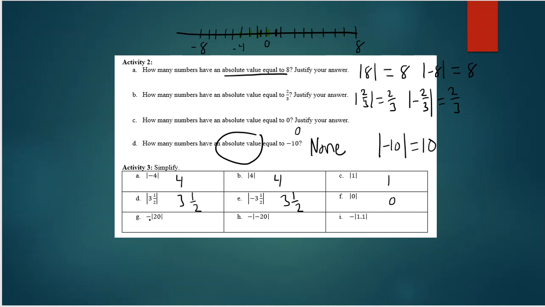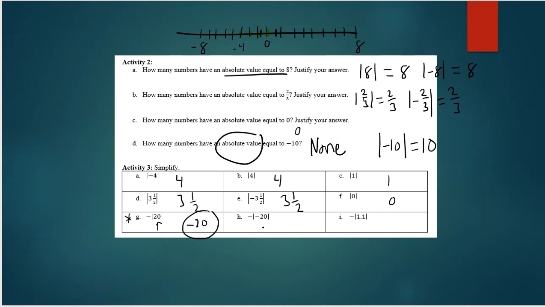Now this one right here, this is a little bit tricky because it's saying the opposite of the absolute value of 20. Okay, so the absolute value of 20 is 20. It's 20 spaces away from 0 on the number line. And then the opposite of that would actually give us a negative 20.